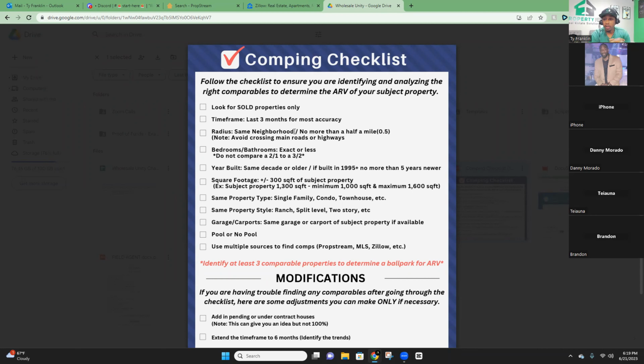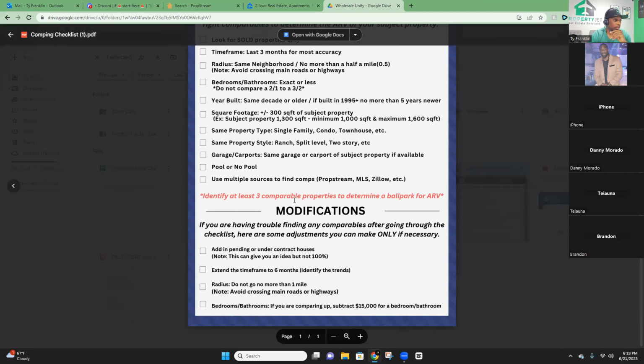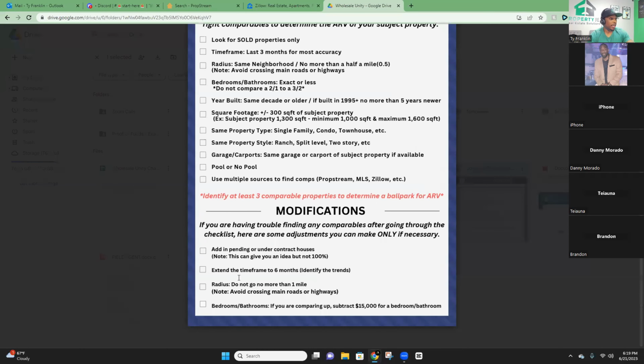But ideally, you want to be looking at the same neighborhood or no more than a half a mile away from your subject property for the best accuracy. Now, here's a modification to that, right? You can push it up to a mile. That'll probably be the furthest I'll go.